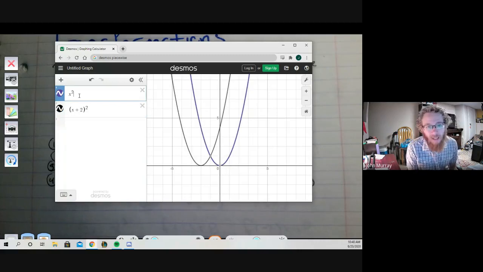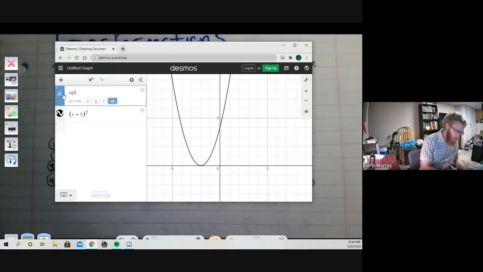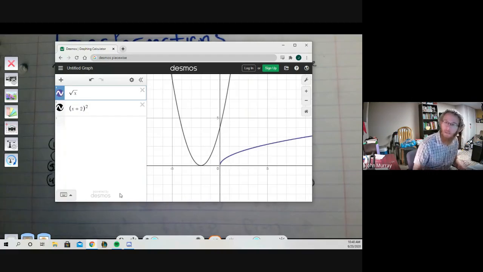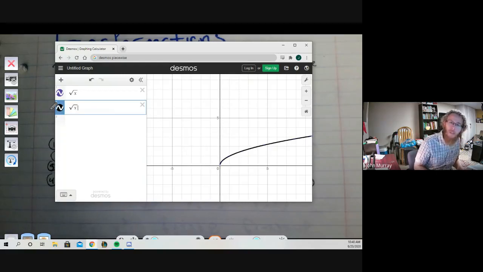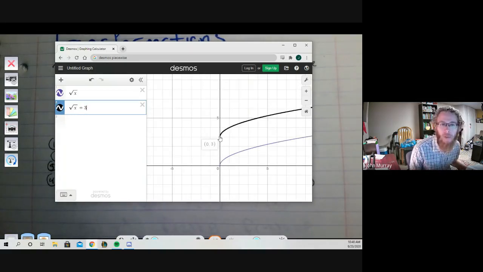Right? Now this can be applied to any of our functions. So if I had the square root of x, okay, there's my parent function. If I had the square root of x, and then on the outside I put +3, well, I take this and I move it up 3 units. I can do 2 translations at once.